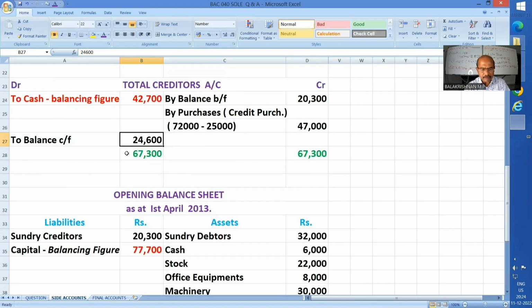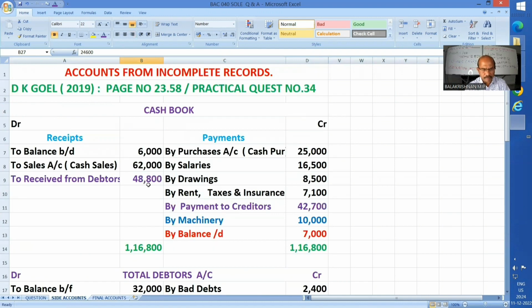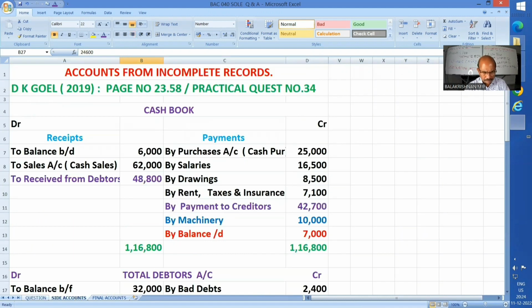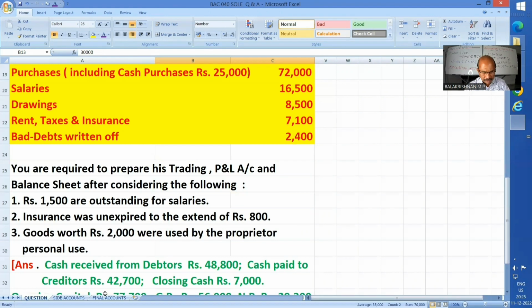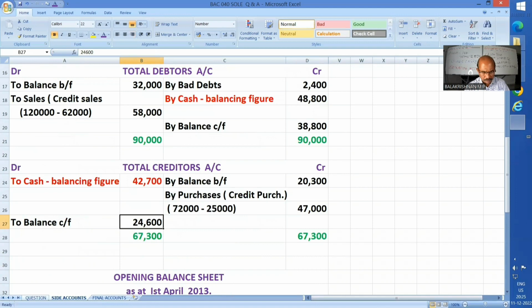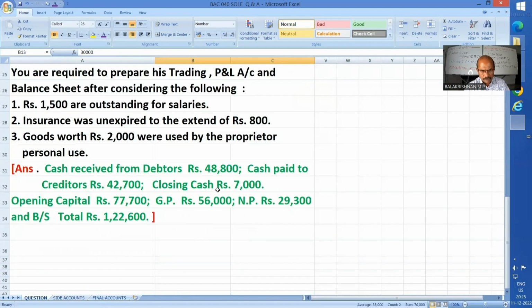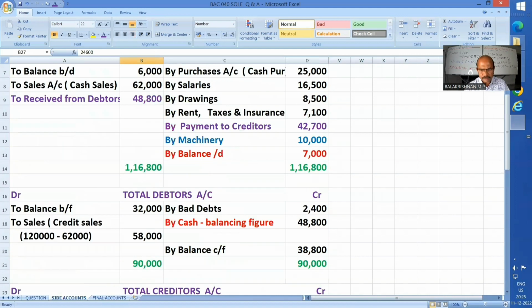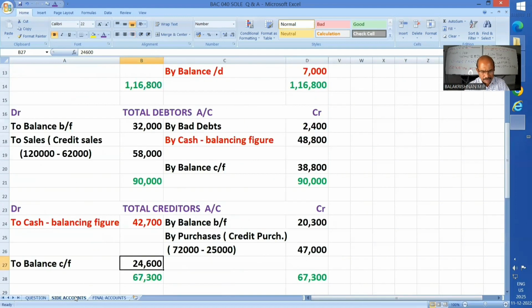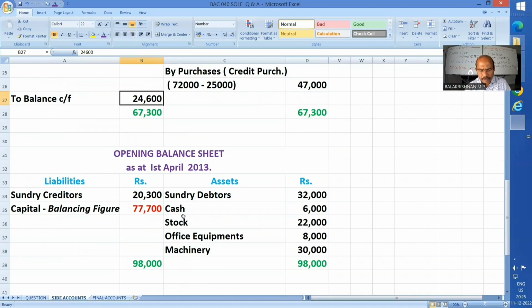Now let's check how far the information is correct, whatever we have taken, with the answer hints. These are the cash received from debtors, 48,800, correct only. Cash paid to creditors, 42,700. That too is correct only. Closing cash, rupees 7,000, correct. And opening capital, 77,700. So far, so fine.